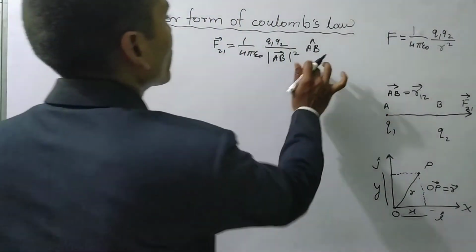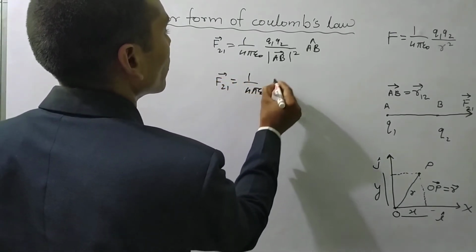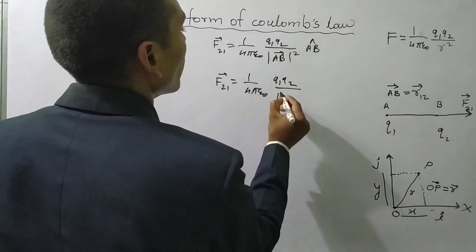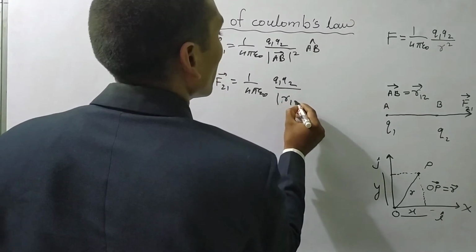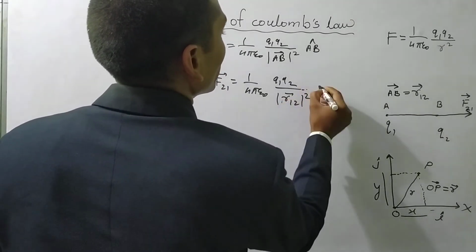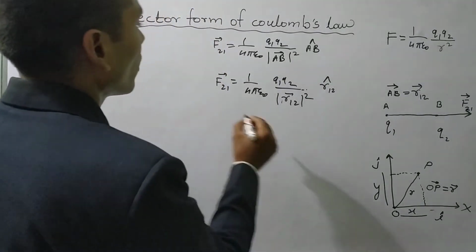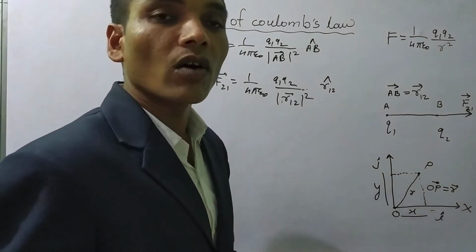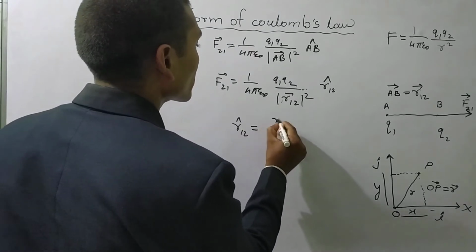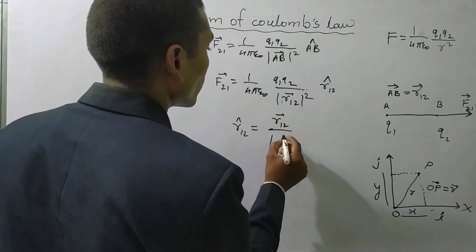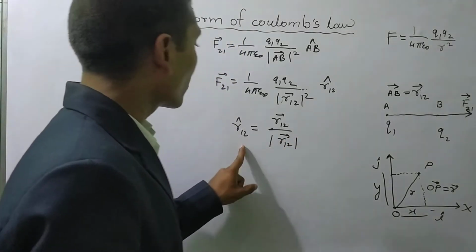Now on putting the value of AB, vector F21 will be 1 upon 4 pi epsilon naught Q1 Q2 upon the modulus of vector AB, equal to vector r12, squared, and here the unit vector r12. Now you know by the definition of unit vector, unit vector r12 will be the position vector r12 upon the modulus of vector r12. This is the formula or the definition of unit vector.